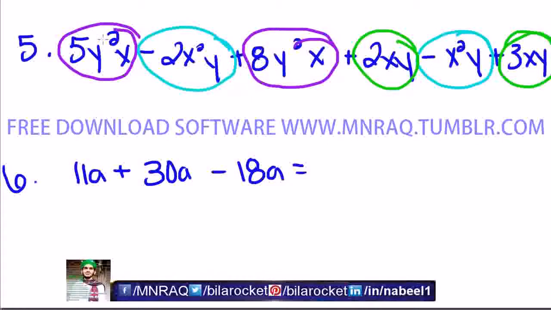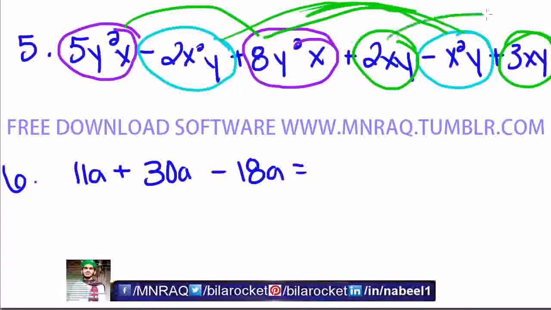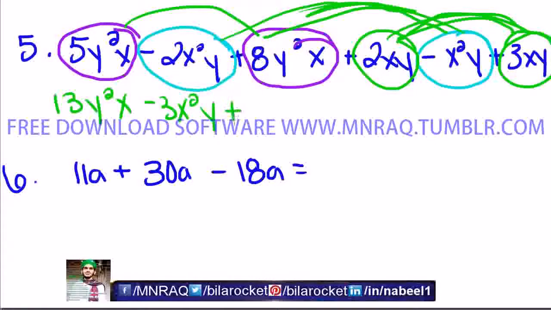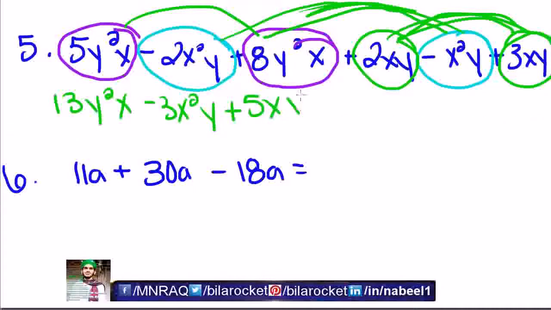So now we're going to add each term together. So we're going to add these two, those two, and those two. So 5y squared x plus 8y squared x gives me 13y squared x. Negative 2x squared y minus x squared y gives me negative 3x squared y. And 2xy plus 3xy gives me positive 5xy.